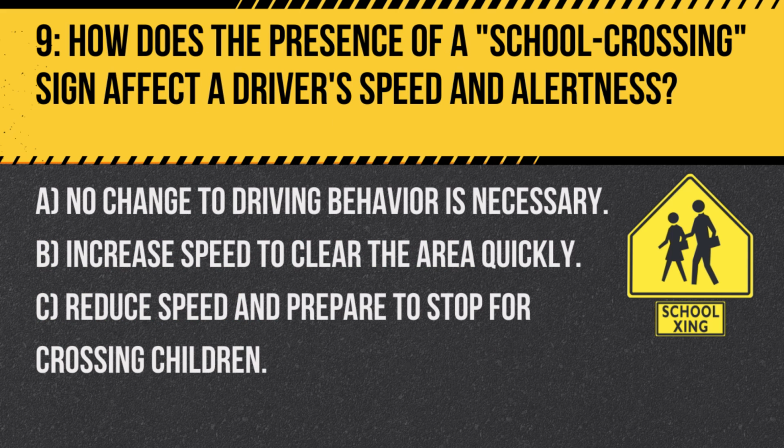Question 9. How does the presence of a school crossing sign affect a driver's speed and alertness? A. No change to driving behavior is necessary. B. Increase speed to clear the area quickly. C. Reduce speed and prepare to stop for crossing children.